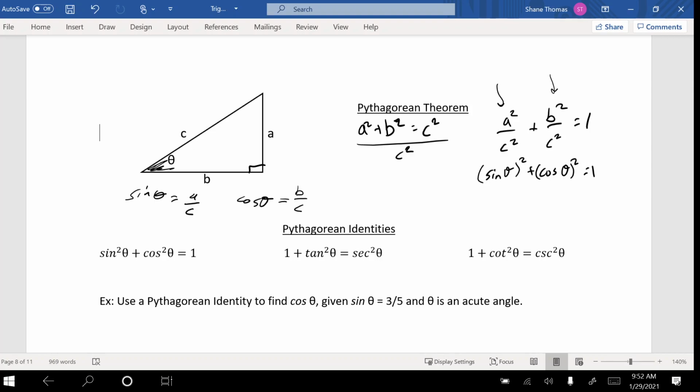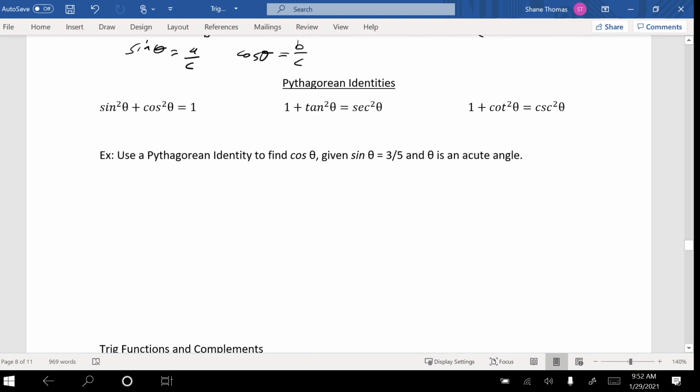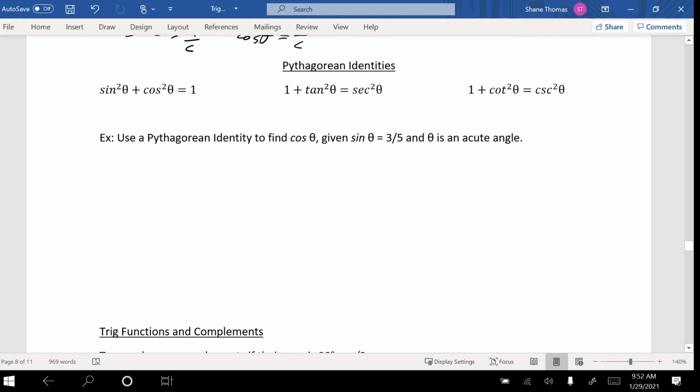We're going to use one of these for an example. We're going to use the Pythagorean identity to find the cosine of theta, given that the sine of theta is equal to 3/5 and theta is an acute angle. So we know this, and we're looking for this. Let's use a Pythagorean identity. I have a cosine, I have a sine. Which one do you think we're going to use? Probably the one that has sine and cosine in it. Let's use that first one.